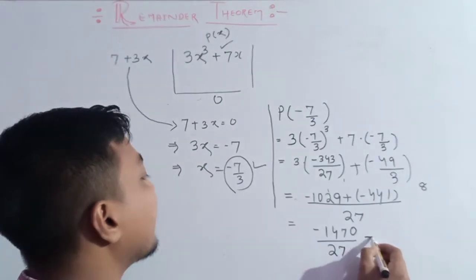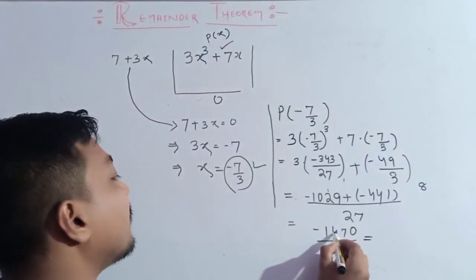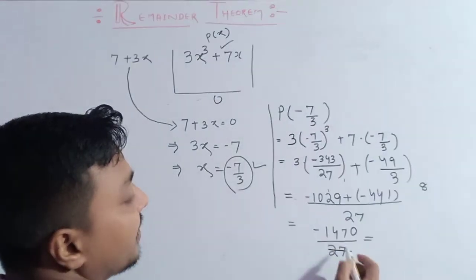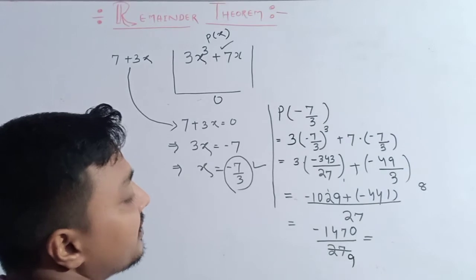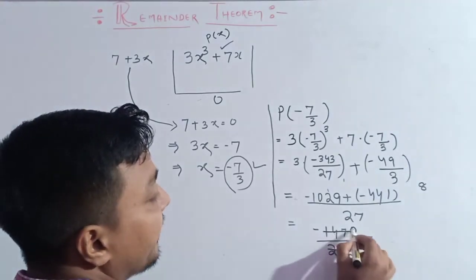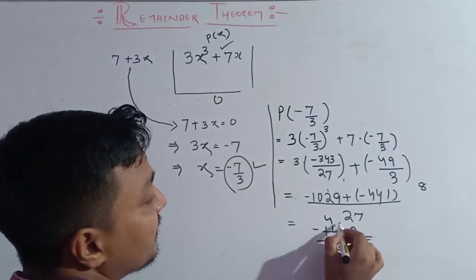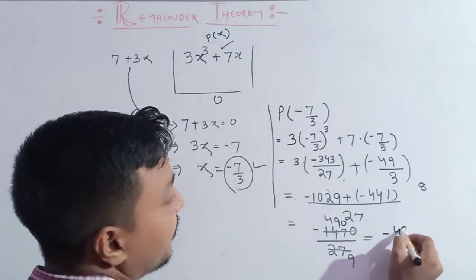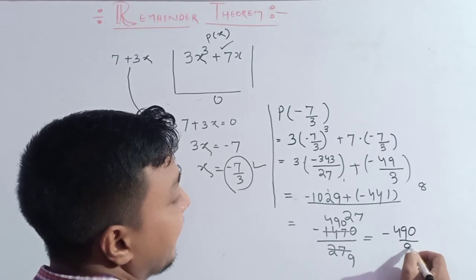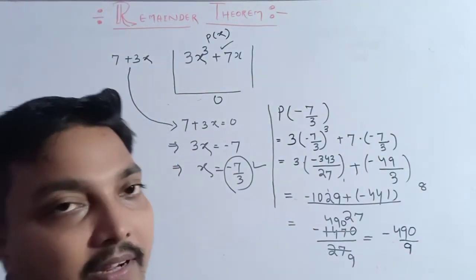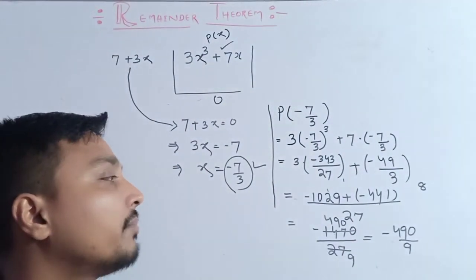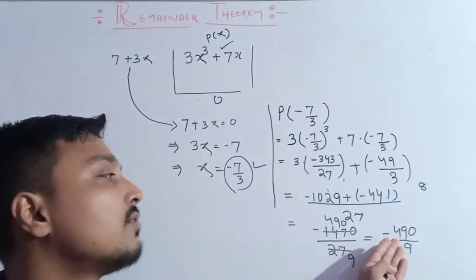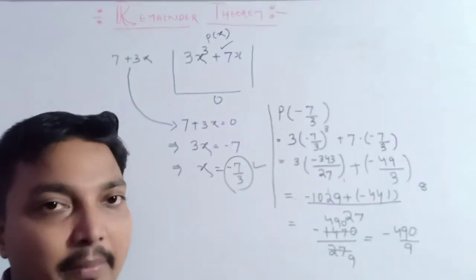Once again you can simplify it. Both numbers are divisible by 3. So 3 nines are 27, and 1470 divided by 3 gives 490, which becomes minus 490 divided by 9. So instead of getting the value of the polynomial as 0, we are getting the value of the remainder, which is minus 490 divided by 9.